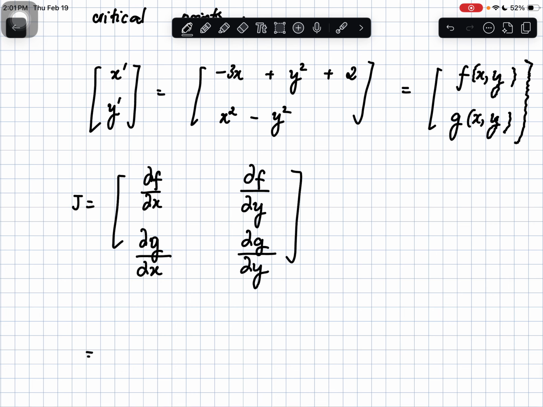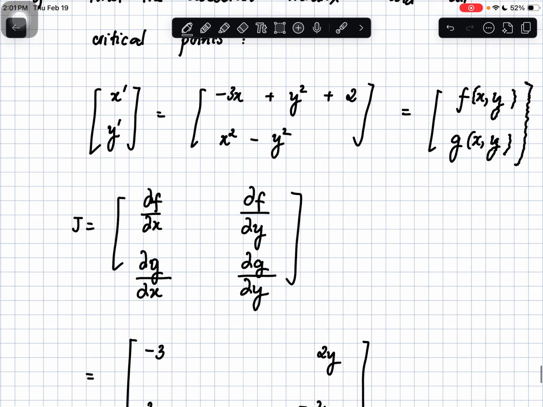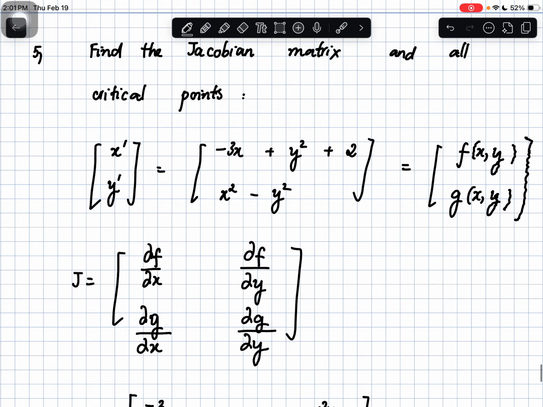The Jacobian matrix is this one: df over dx, which is minus 3; df over dy, 2 times y; dg over dx, 2 times x; dg over dy, minus 2 times y. So this question is easy. Second one, find all critical points.